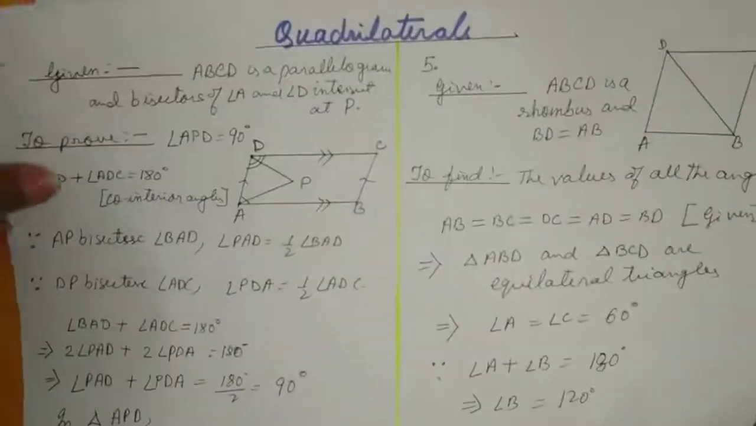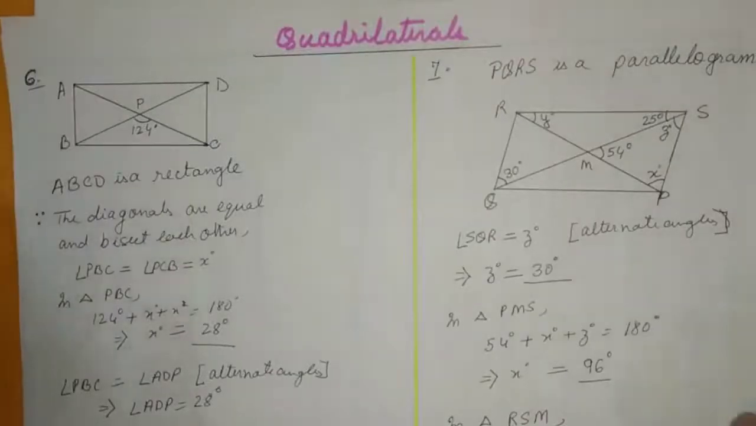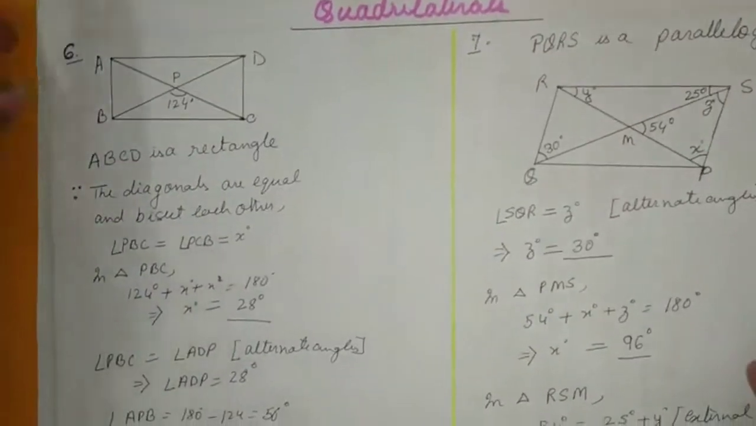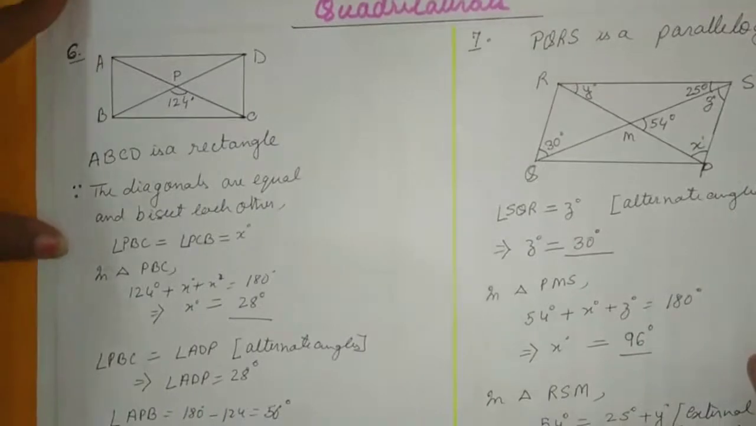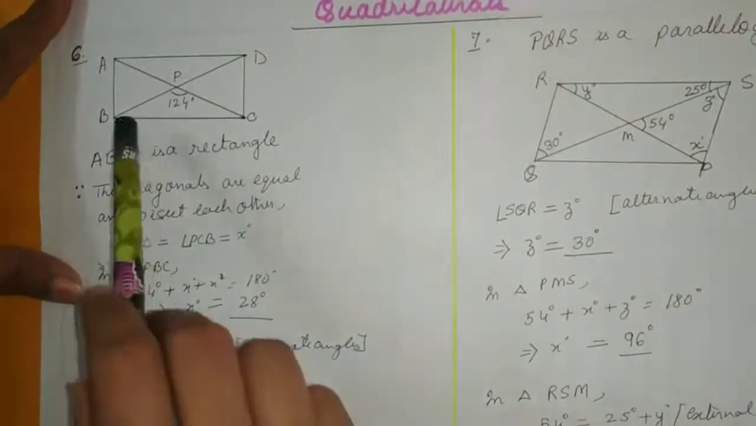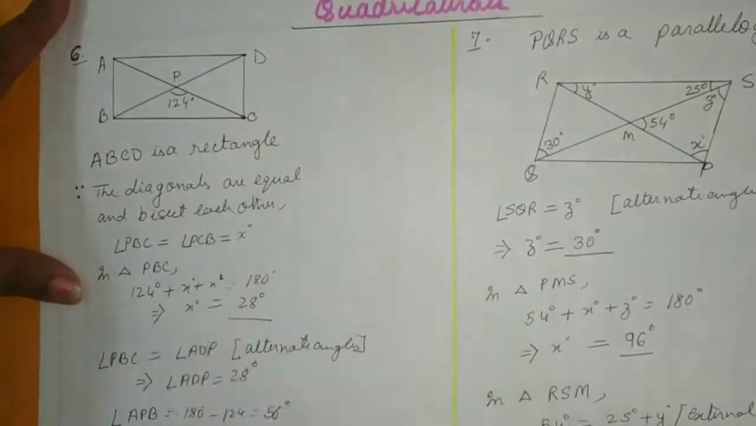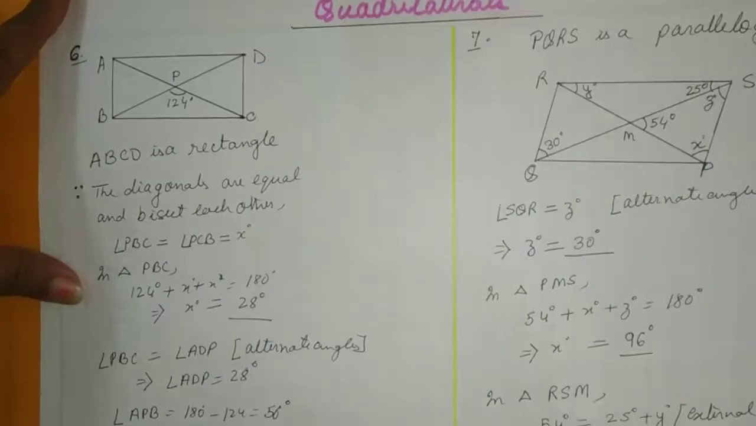Okay, so we go to the next question, number 6. Here the question says that ABCD is a rectangle and given that angle BPC is 124 degrees, and angle BAP you have to find out.